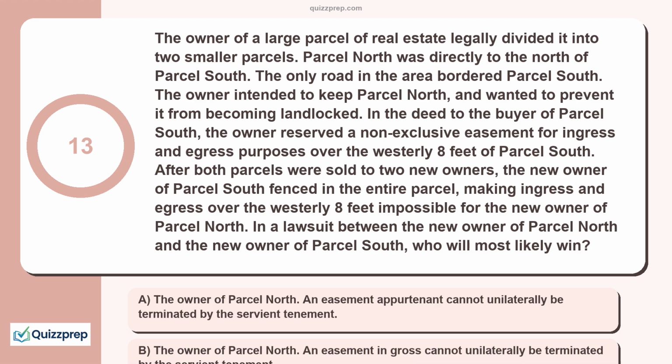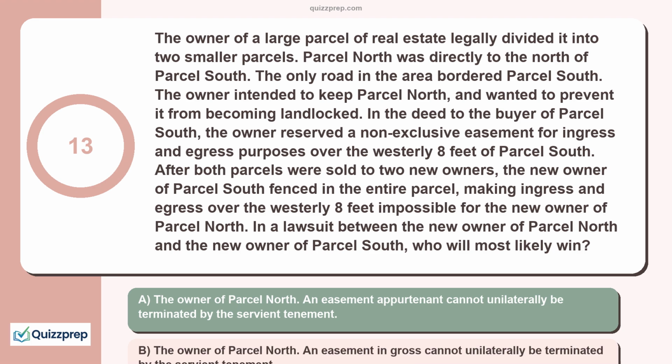In a lawsuit between the new owner of parcel north and the new owner of parcel south, who will most likely win? A: The owner of parcel north, because an easement appurtenant cannot unilaterally be terminated by the servient tenement. B: The owner of parcel north, because an easement in gross cannot unilaterally be terminated by the servient tenement. C: The owner of parcel north, because there is no other access to a road, this is an easement by necessity. D: The owner of parcel south, because the right to exclude non-owners is a fundamental right of property ownership.